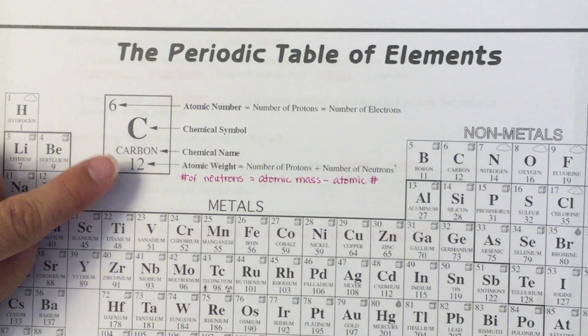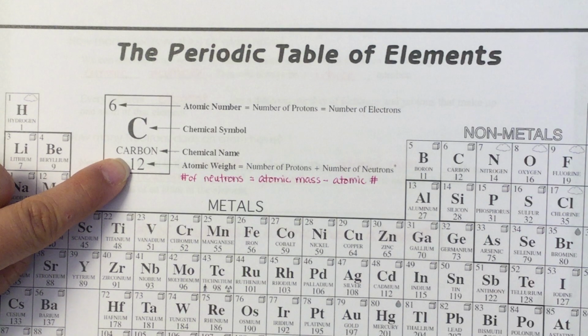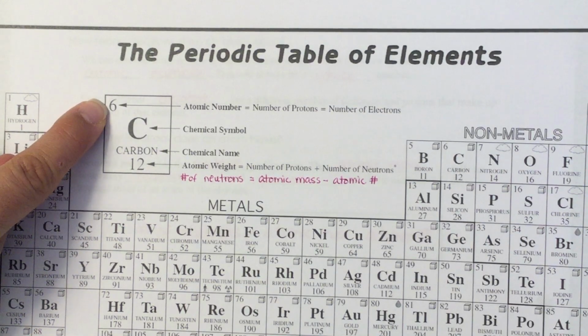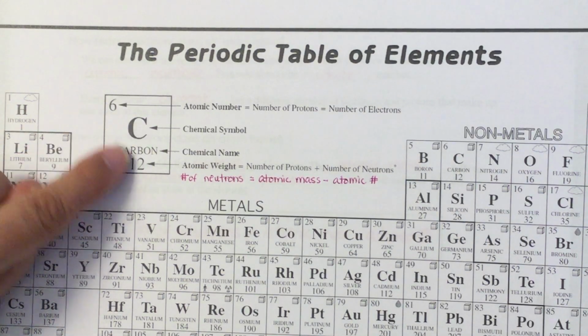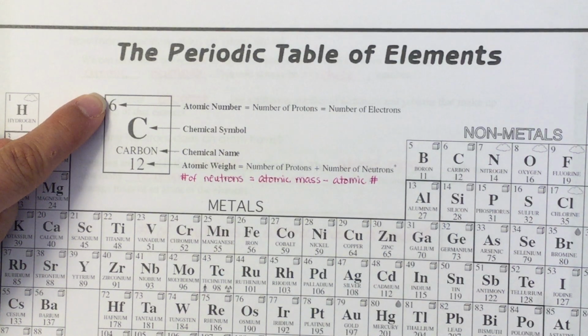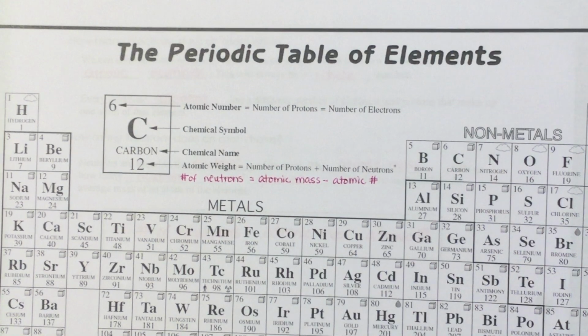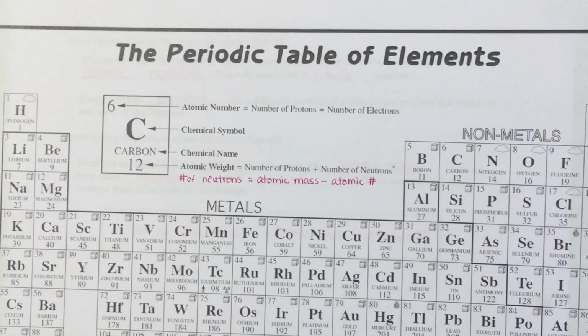So in this case, carbon, the atomic mass is 12. We're going to subtract the atomic number. So 12 minus 6 is 6. Excellent. There we go. See, showing you all the little tricks and tips on how to read the periodic table.